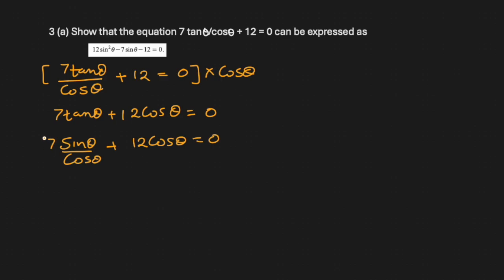Now again we'll have to get rid of this cos theta. You could have done it in one go, but I'm teaching you how part by part we can do this. So this cos theta multiplies here, it becomes 7 sine theta, and this cos theta cancels with cos theta again, plus 12 cos square theta equal to 0. It does not match here yet, because we have 12 cos square and 7 sine theta, but we need sine square, and we have cos square here.